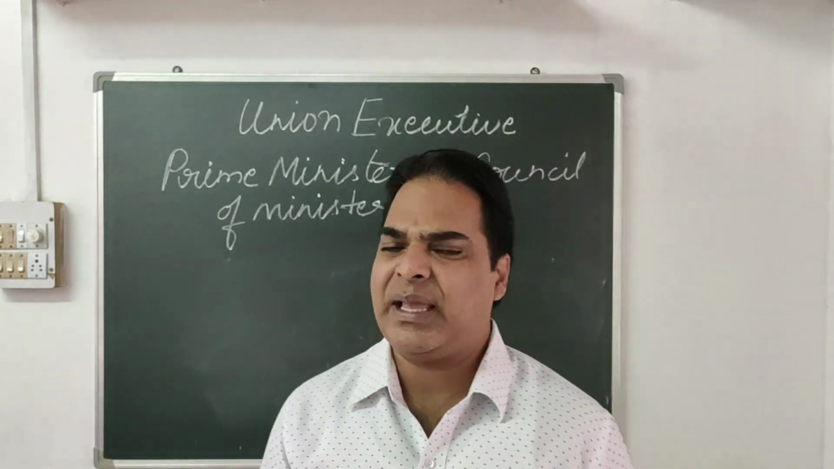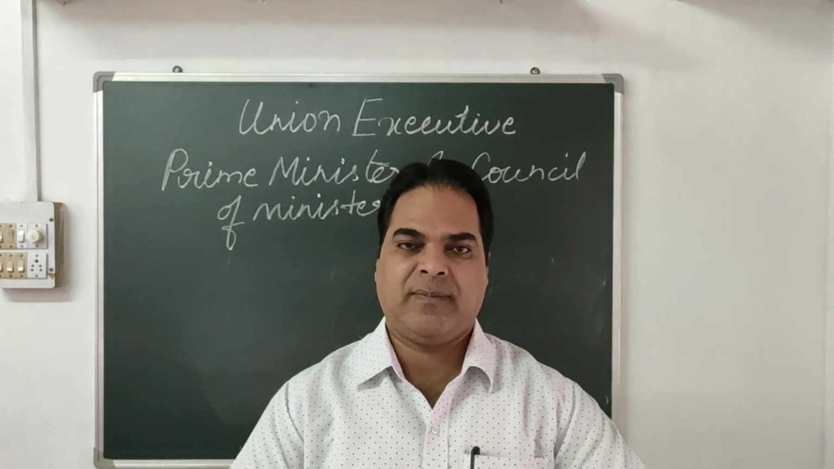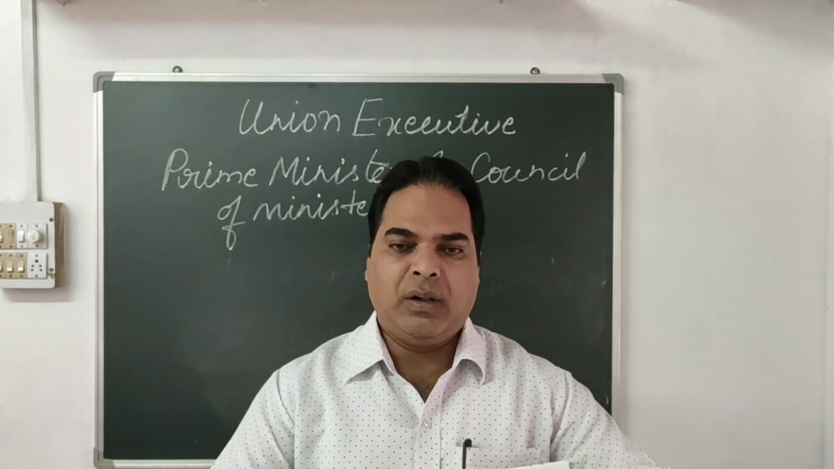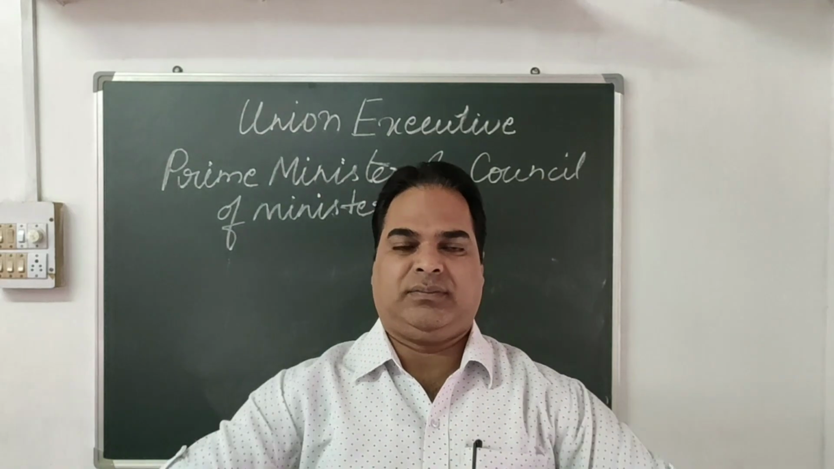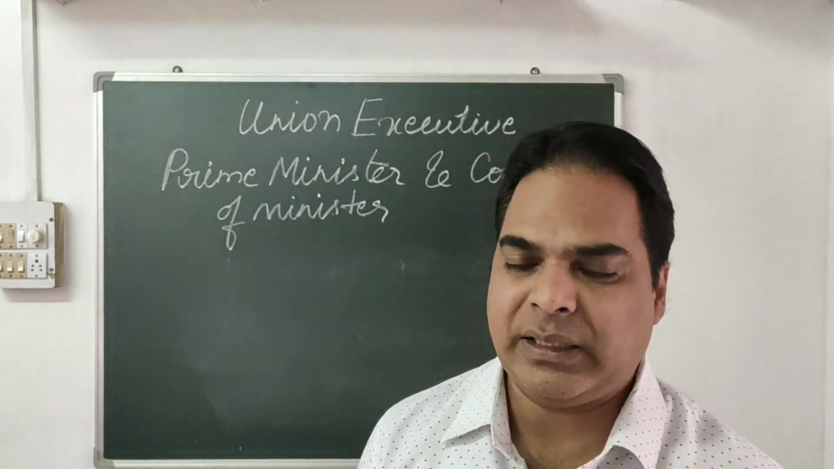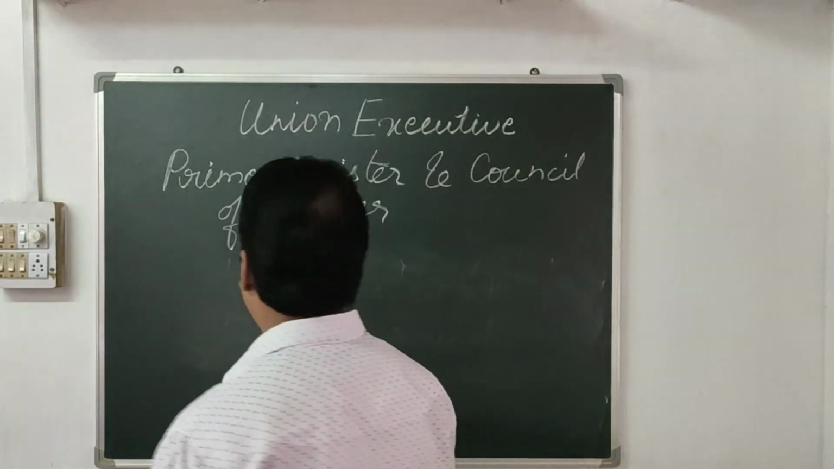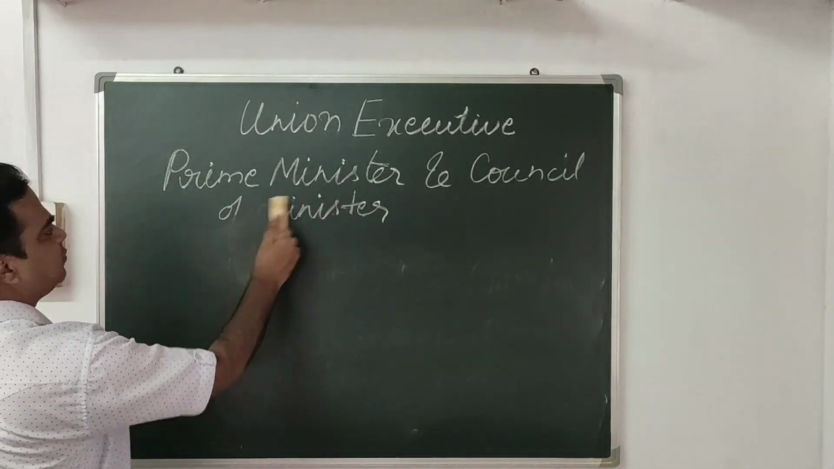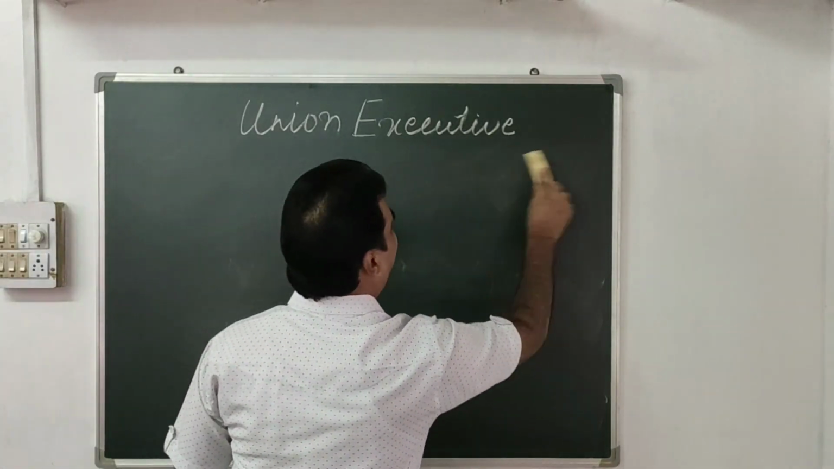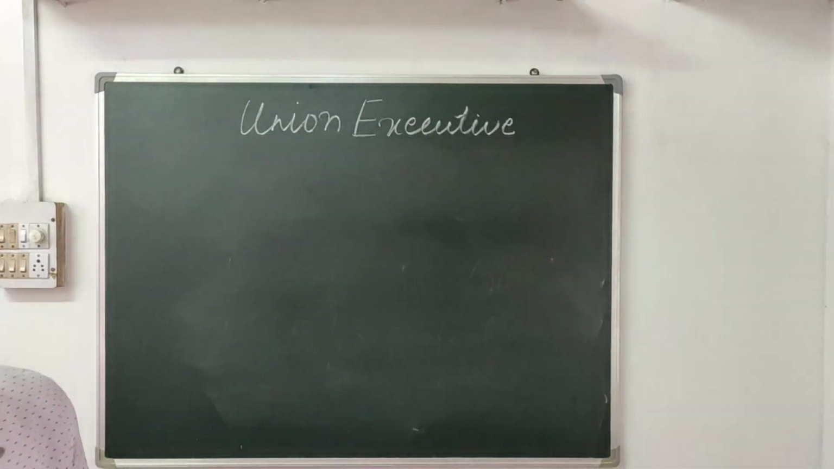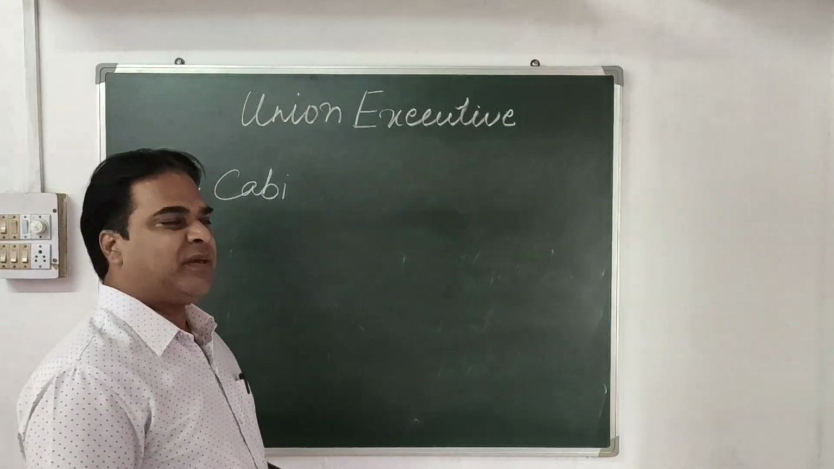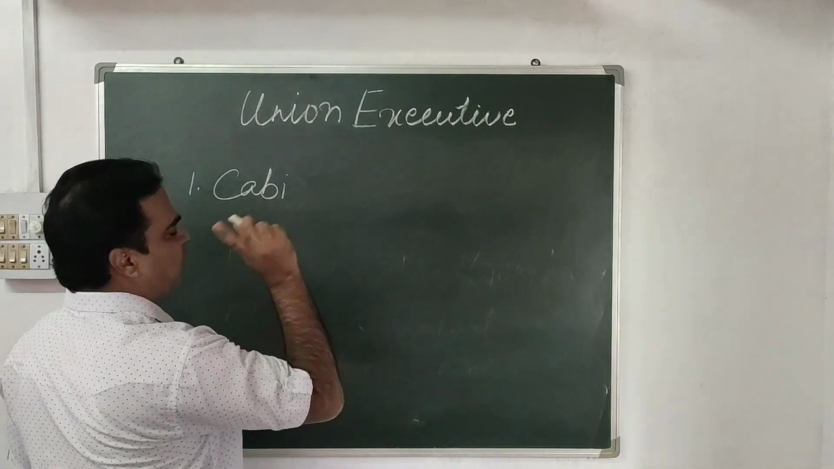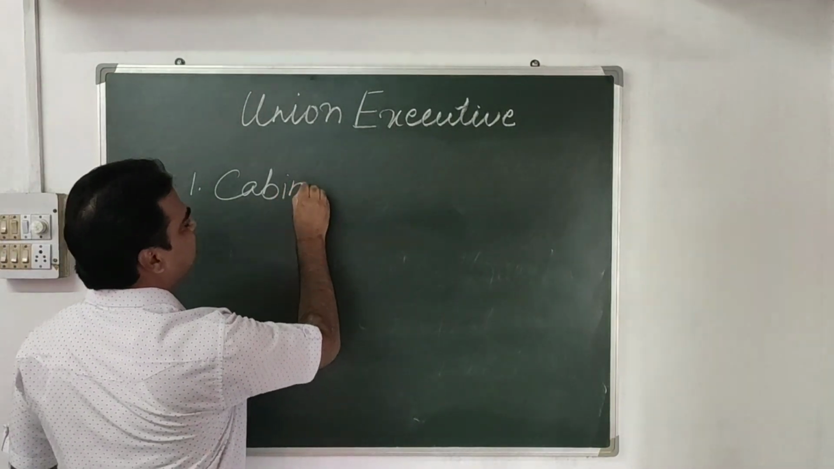So what is meant by Council of Ministers? All the ministers together. Let me tell you one by one. There are 3 categories of ministers. Number 1. So I am going to rub this one. Categories of ministers. Let us discuss one by one. The first one is cabinets.